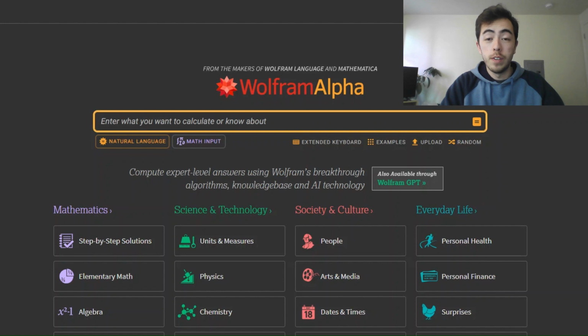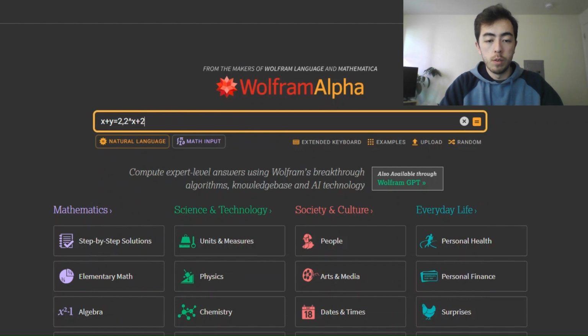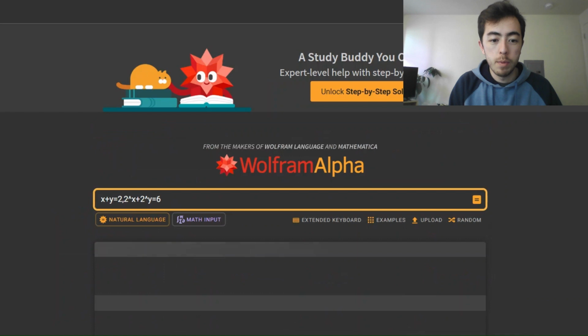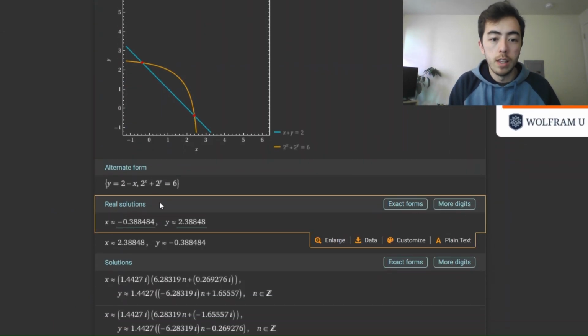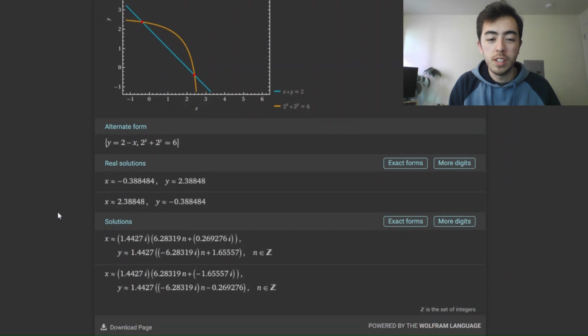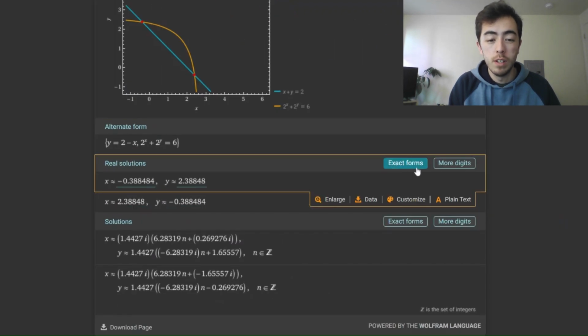All right, let's see how this fares compared to Desmos. I'll put in x plus y equals 2, and then 2 to the x plus 2 to the y equals 6. Run it, see what happens. There's the same graph that we saw. And then it's just giving me the real solutions as decimal approximations. Oh, I could click exact forms.